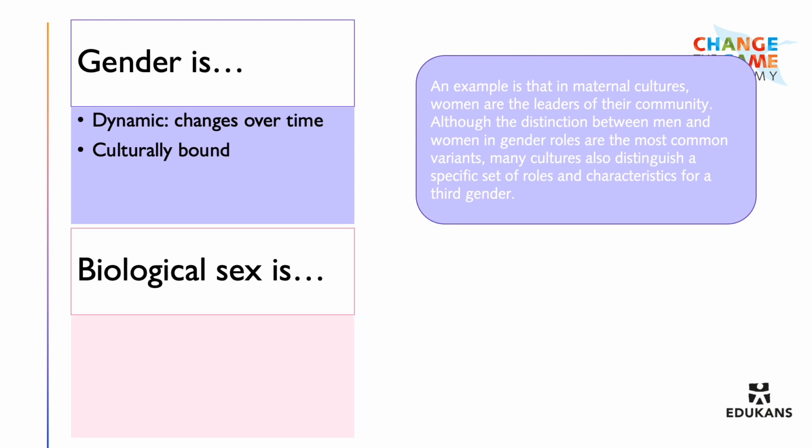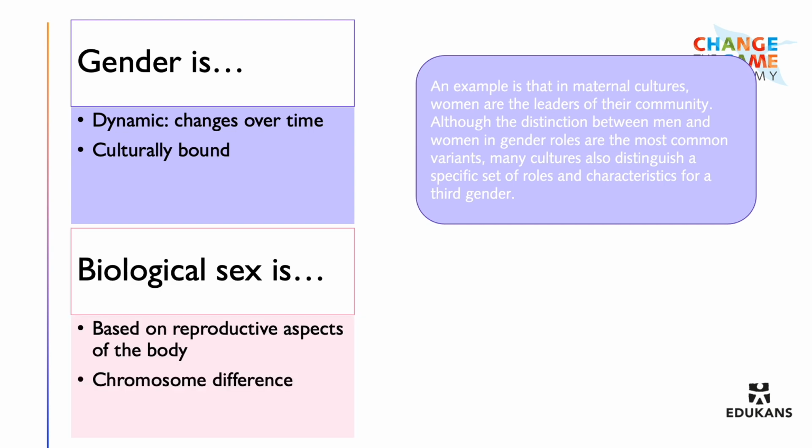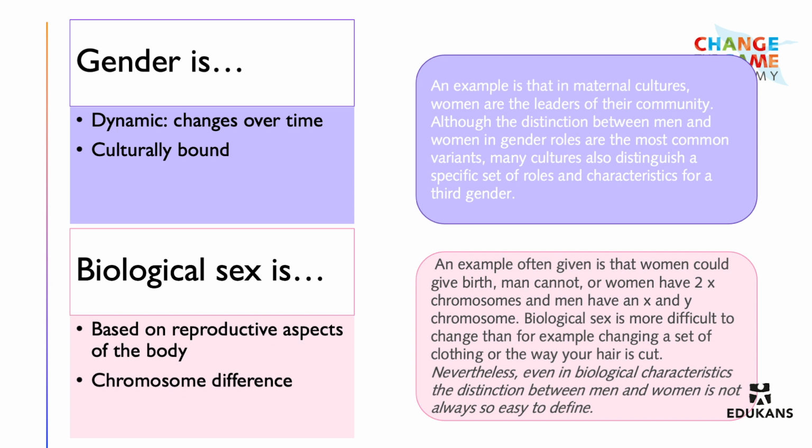An example of biological sex is that women can give birth, men cannot, or women have two X chromosomes and men have an X and Y chromosome. Biological sex is more difficult to change than, for example, changing a set of clothing or the way your hair is cut. Nevertheless, even in biological characteristics, the distinction between men and women is not always so easy to define.